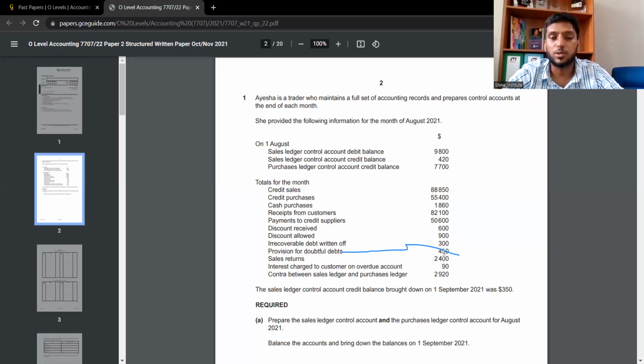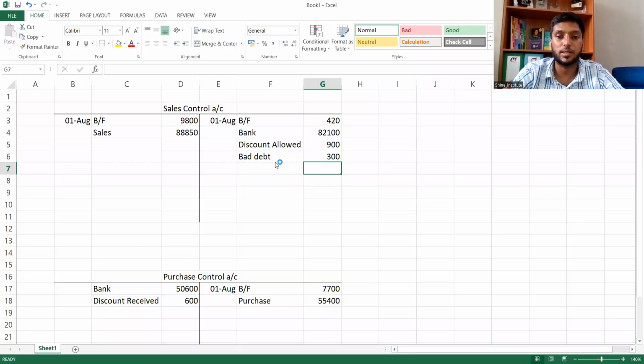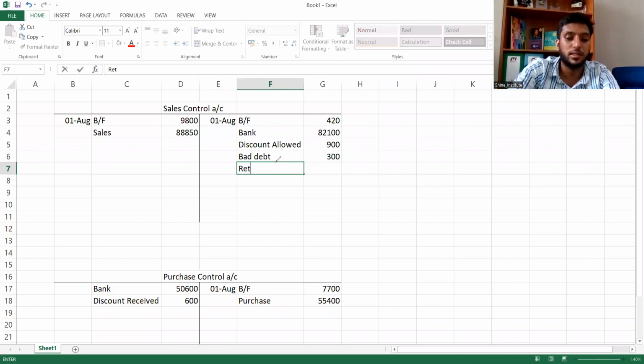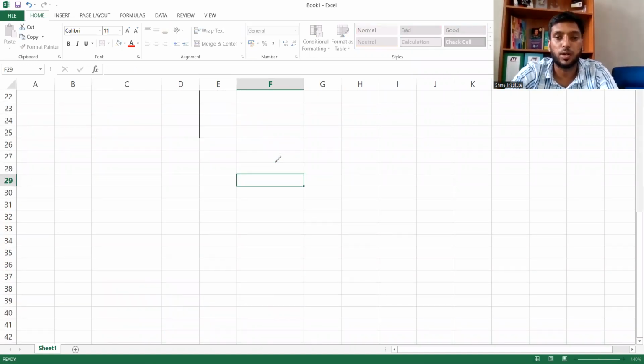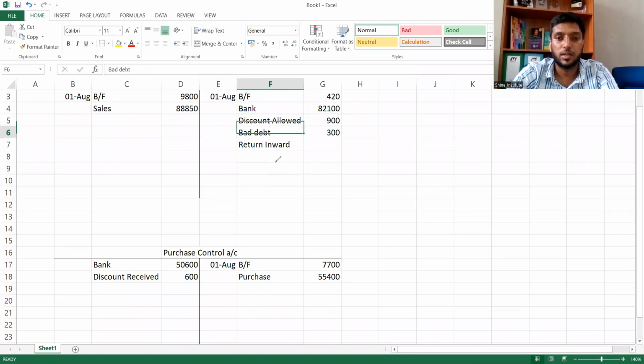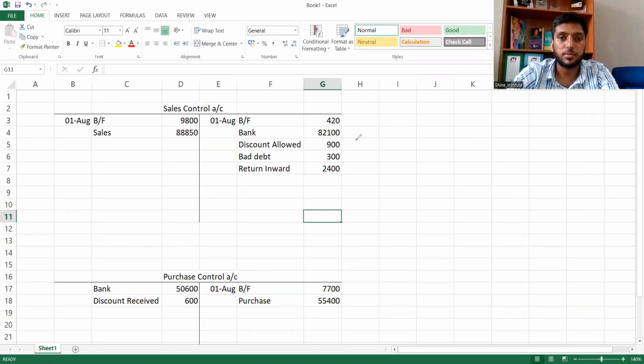Sales return 2,400. Sales return is also known as return inward. Return inward means the customer is sending the products back to the business. So we will record it on the credit side, because when they return, you can either say return inward or sales return, both are the same. So that's 2,400, right? So record it as 2,400. Then we move on to the next part of the sum.